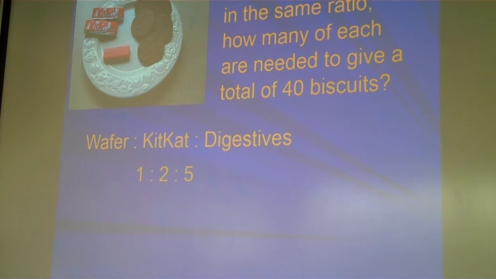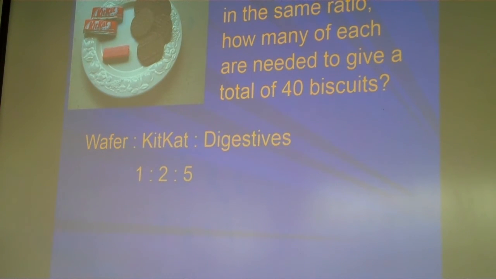So, wafer, Kit Kat, digestives. And I'm happy for you to put WKD. Well, that works, that's quite nice. And then I'm putting my initial ratio, 1 to 2 to 5. At the side, I would want you to write total. So you put 8 for your total. Because I want 40 biscuits, I'm writing my 40 underneath the 8.